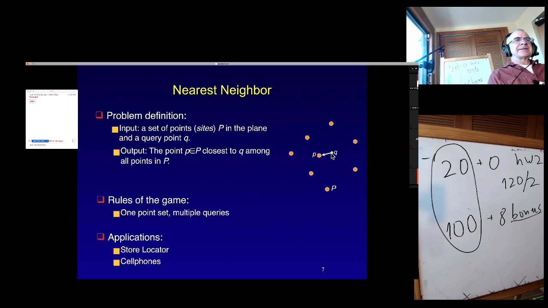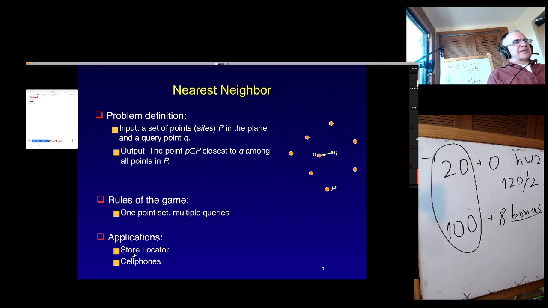Why do I want to answer this query really quickly? Probably because it's not a single query. You have a lot of query points that you are planning to bombard me with. And for each one of them, I need to provide the answer right away. So I want to spend more time building a structure for the original set of sites so that each query point I can answer quickly. And there are plenty and plenty of applications to this type of query.